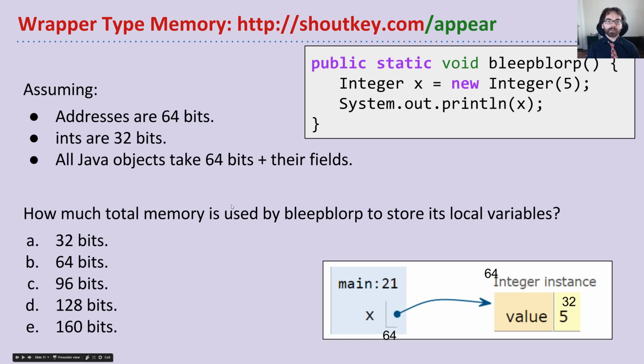So the last little thing I want to say about wrapper types is the amount of memory that they take up. So let's assume, just to get a sense of why, that in Java all of our addresses are 64 bits, that all of our ints are 32 bits, and all Java objects take 64 bits plus their fields. Okay? And let's imagine here we have the method bleep_blorp, which takes no arguments, creates an Integer, and then prints it out. So what I want you to do is think about how much total memory is used by this method to store all of its local variables, and I'll reveal it in a moment.